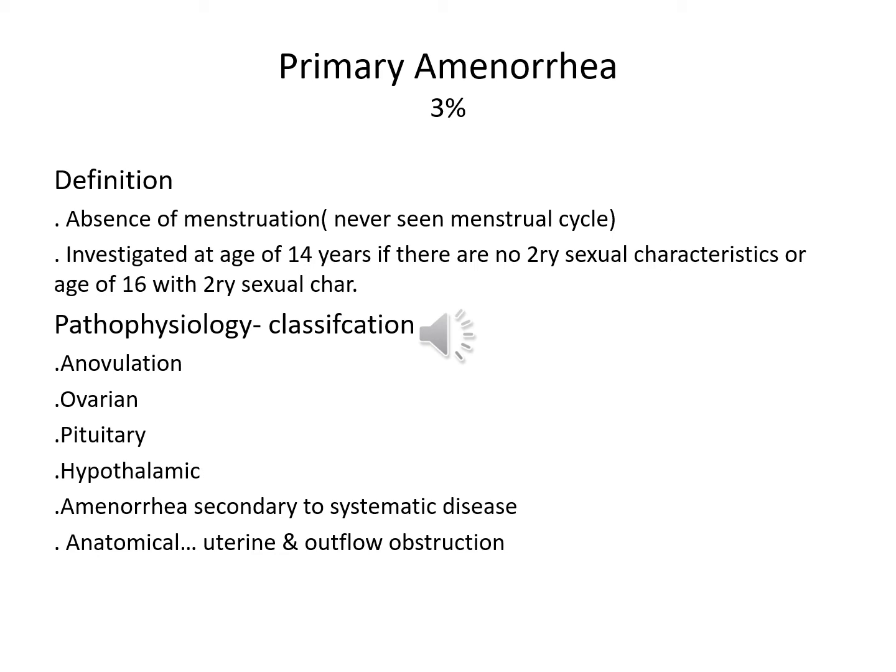Pathophysiology: anovulation, ovarian or gonadal failure, pituitary, hypothalamic, which is considered a higher center defect, characterized by low FSH and LH, while ovarian failure is characterized by high FSH, hypergonadotrophic hypogonadism, and higher center defect is characterized by hypogonadotrophic hypogonadism. Amenorrhea secondary to systemic disease or anatomical causes might be a severe form of anatomical disorder like uterine agenesis, like in Rokitansky syndrome, or a simple condition like imperforate hymen that represents outflow obstruction.